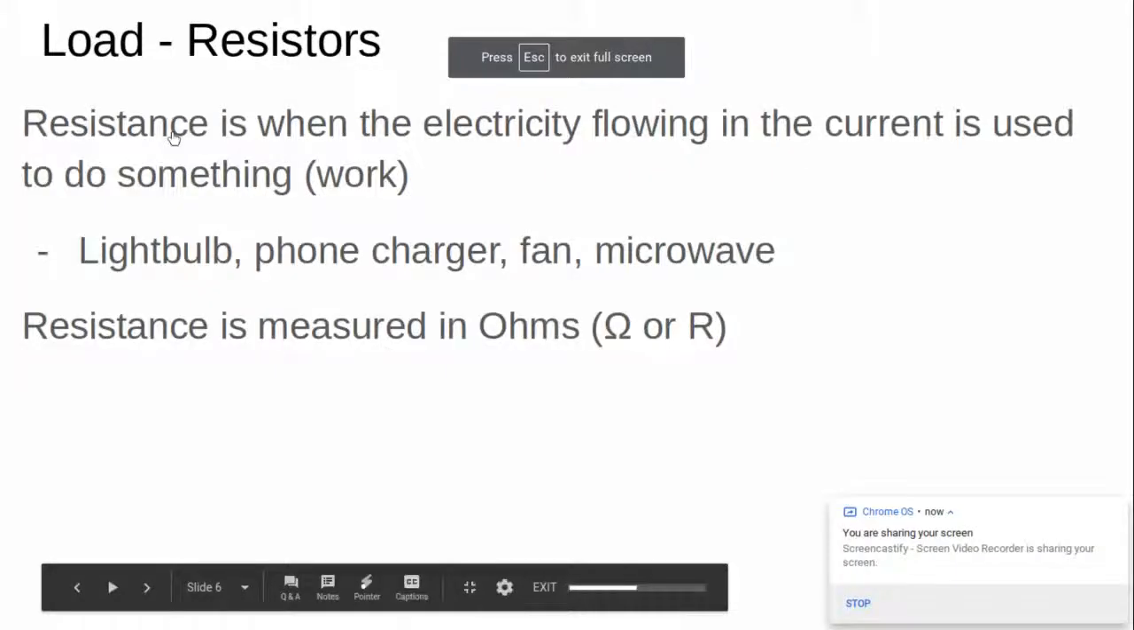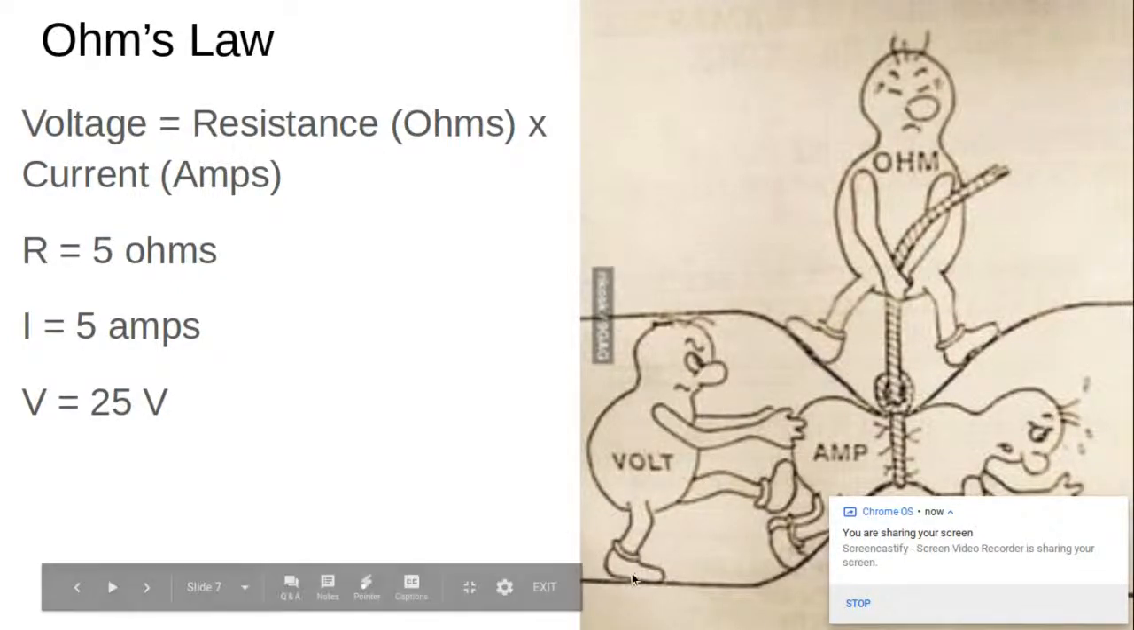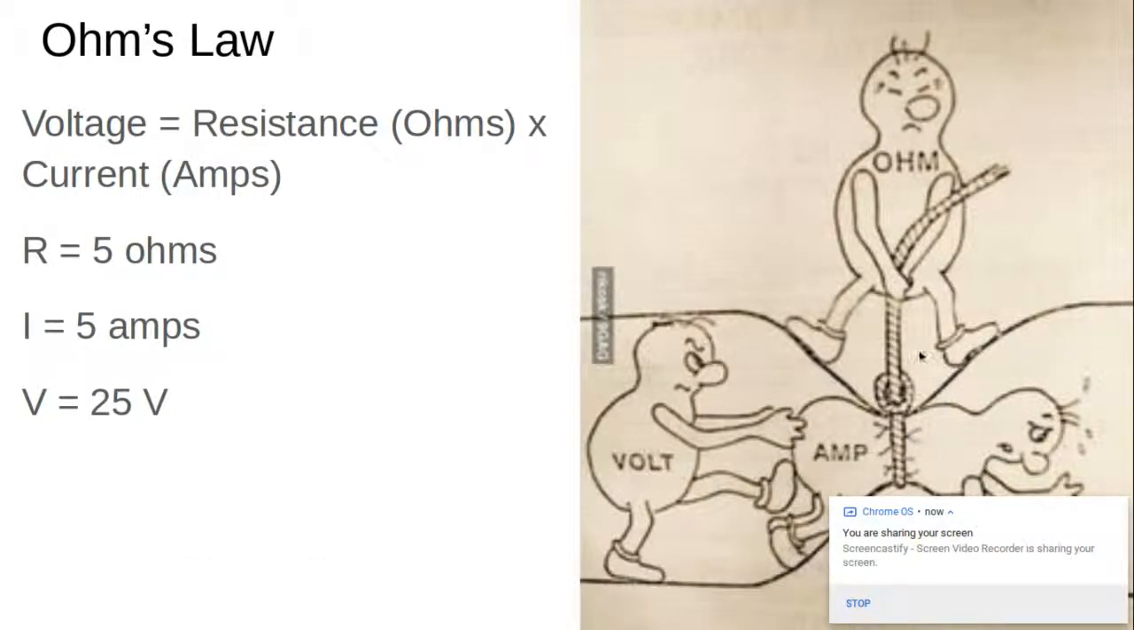Finally, we come to what we call Ohm's law, all right? And I like this drawing here. Volts are what push the electrons. Amps is the current, and ohm is the thing that's sucking out the electricity, right? This cartoon sums up everything. But we have this equation, right? It's voltage equals resistance times current.